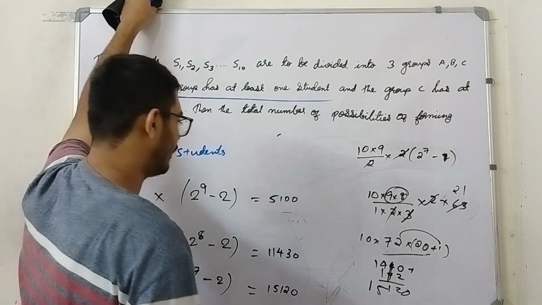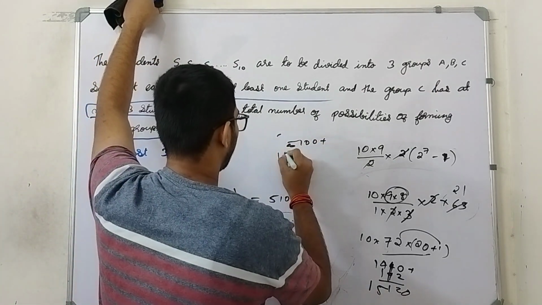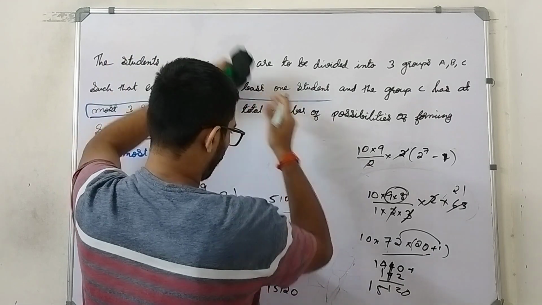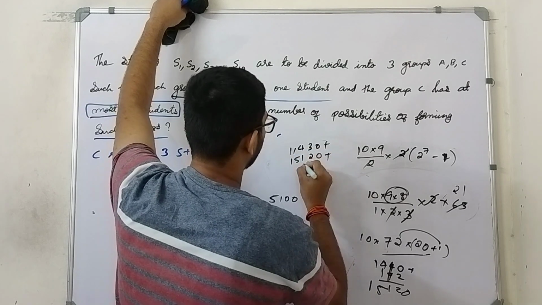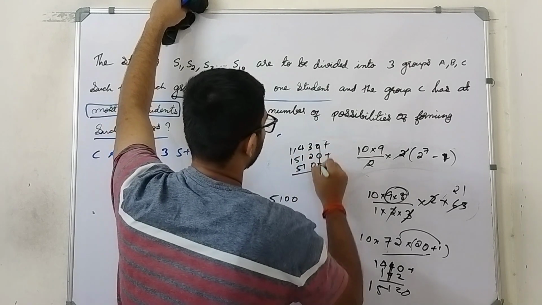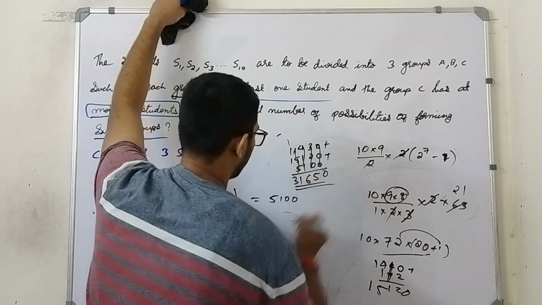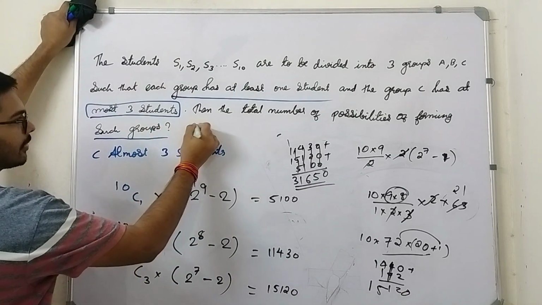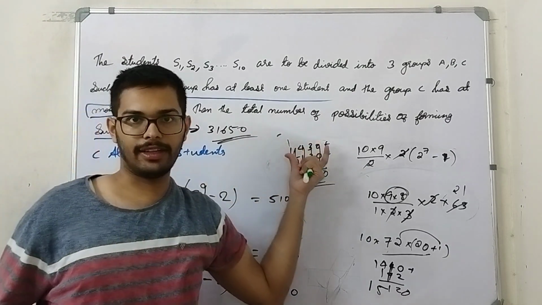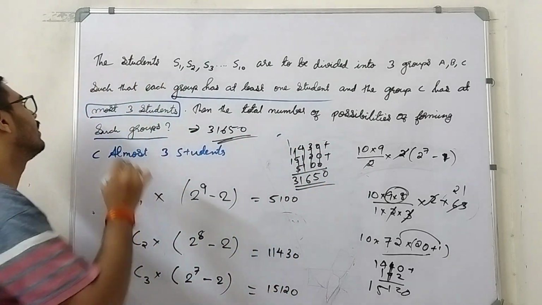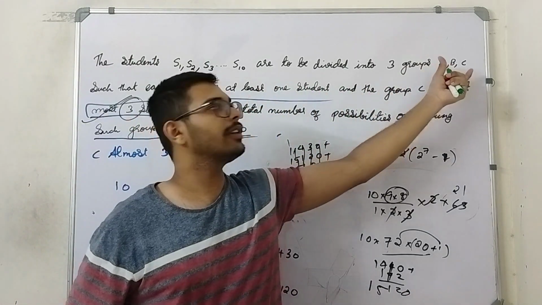Now you can add and you will get the total value. So what will be the value? 5100 plus 11430 plus 15120. The total number of ways of forming such groups is 31650. This is the total number of possibilities of forming such groups, having at most 3 students in C and at least 1 student in both A and B.